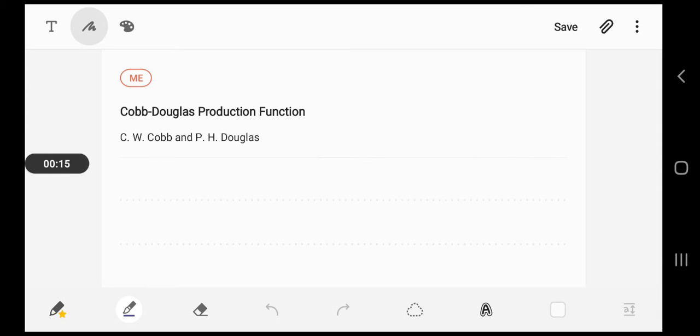I am here to explain to you the concepts of the Cobb-Douglas production function. In the earlier video, you learnt what a production function is, how it is called in the short run and long run, what the law of variable proportions is, what returns to scale are, and what the least cost combination is. Now in this video, let us understand the Cobb-Douglas production function, which was developed by C.W. Cobb and P.H. Douglas.